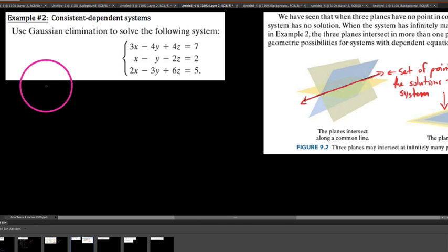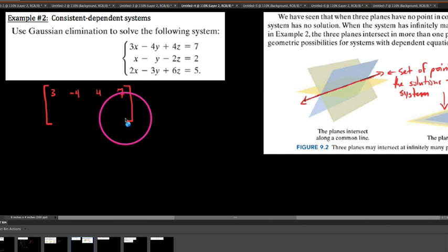So let's start with this. We would want to write an augmented matrix for the system to begin with. Our first row of the matrix would be 3, -4, 4, and 7. So we would say it has 3 rows, 4 columns. Our second row is 1, -1, -2, and 2. And then our third row is 2, -3, 6, and 5.